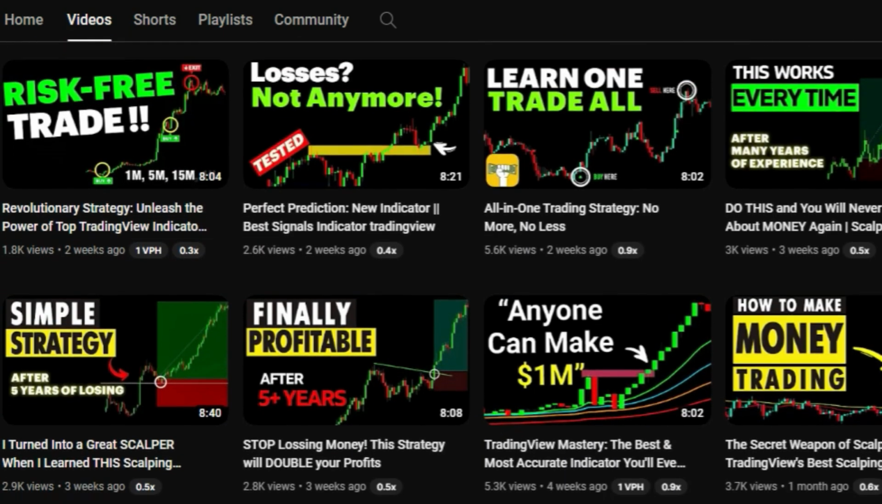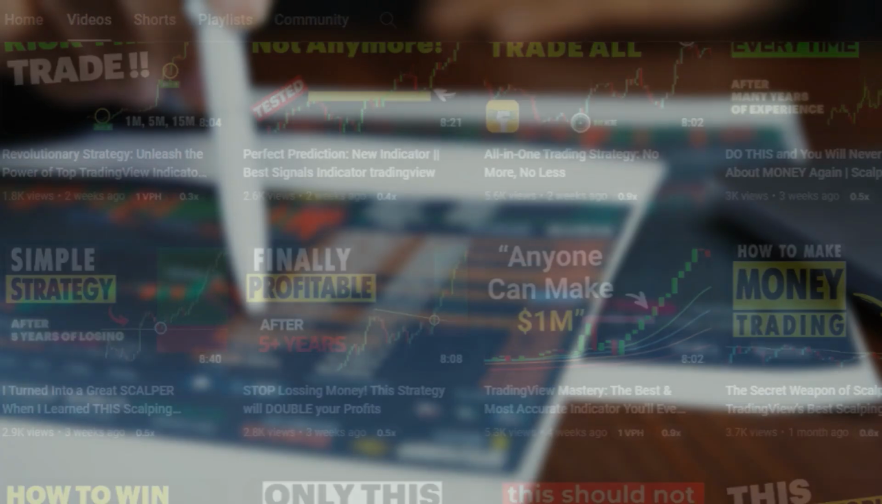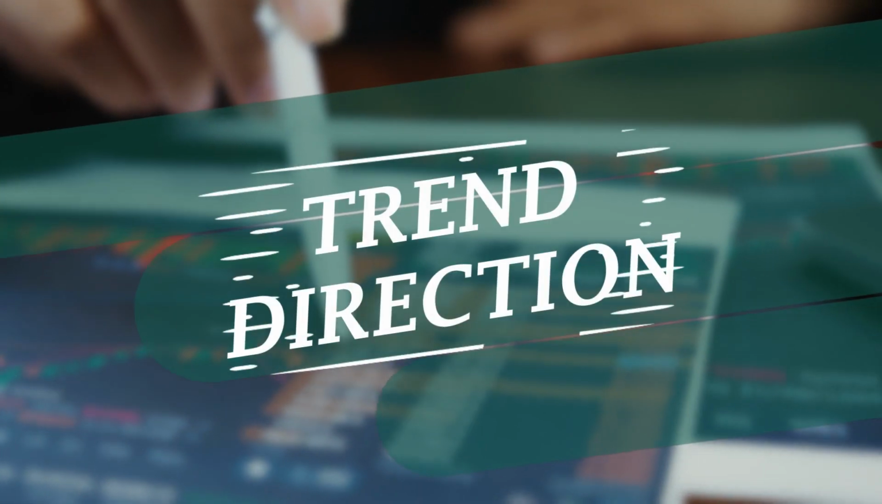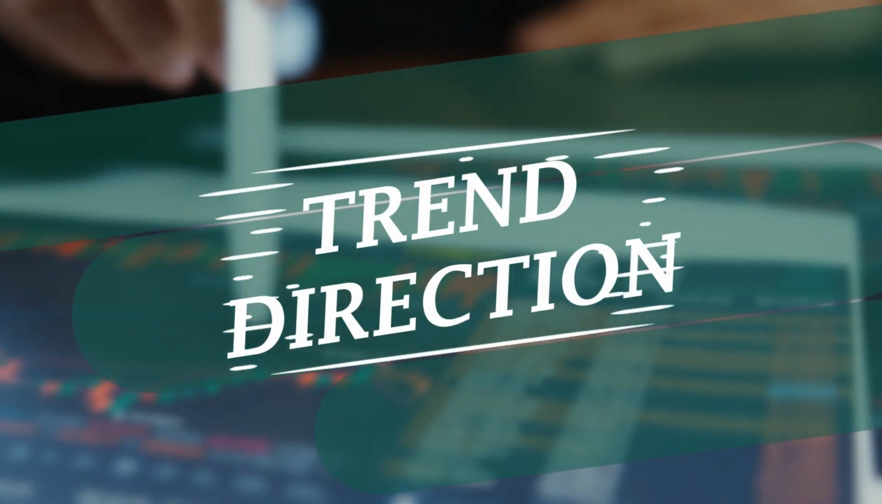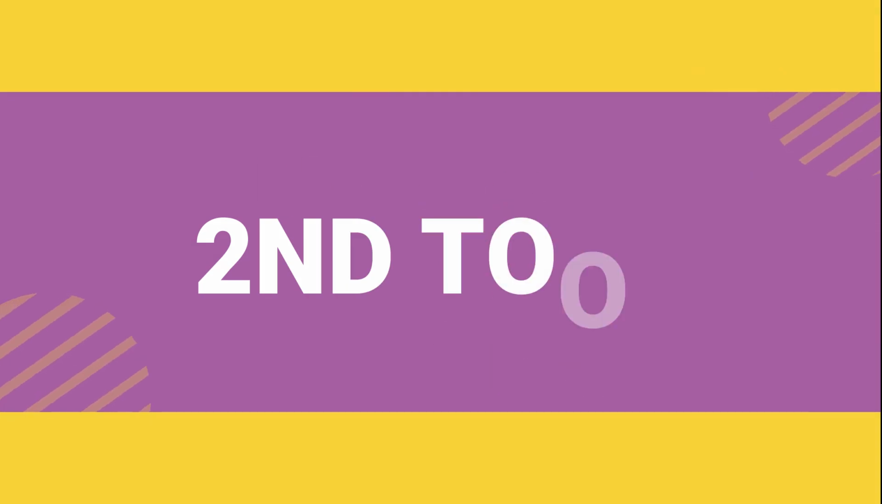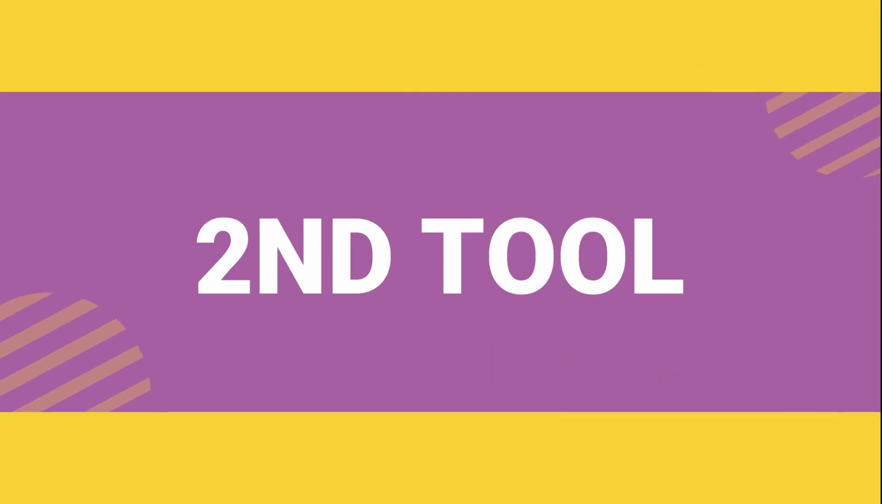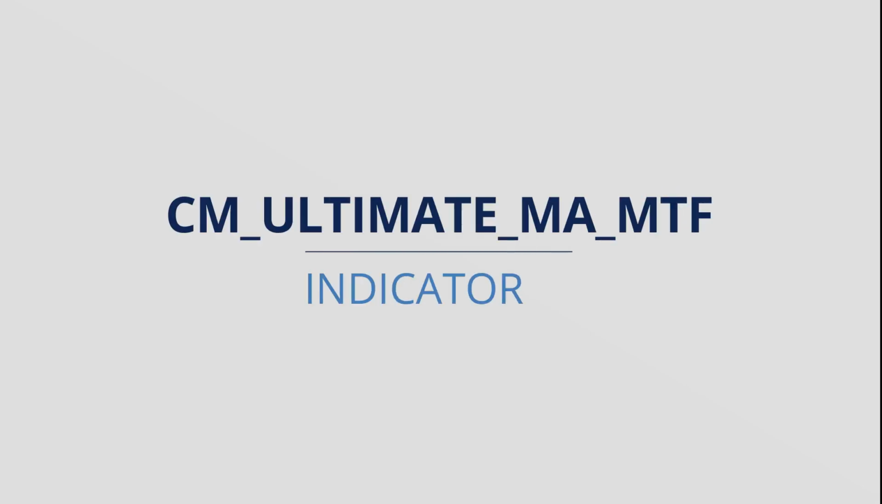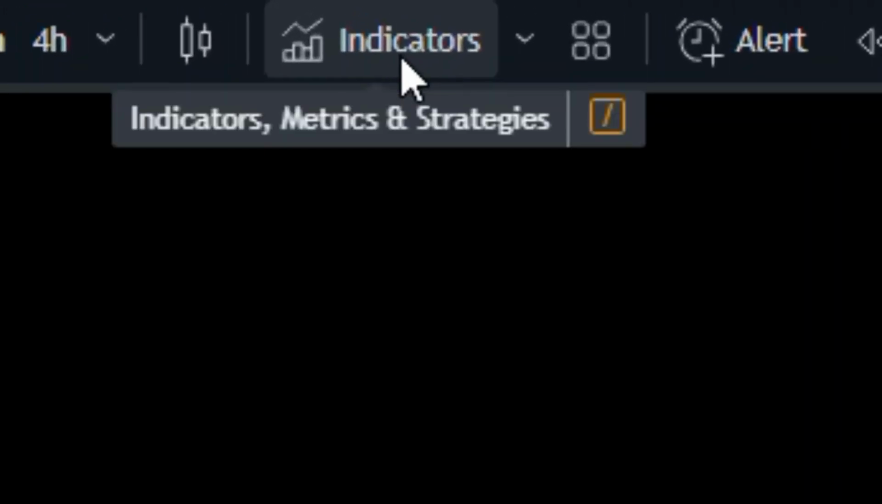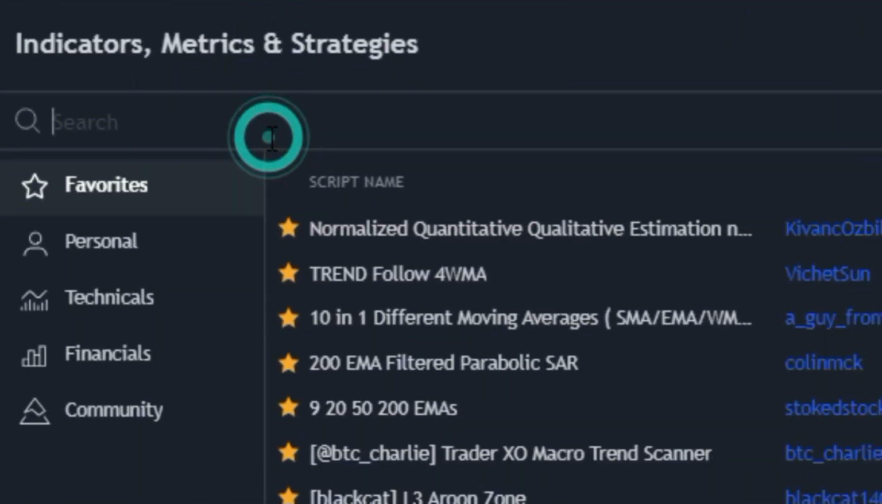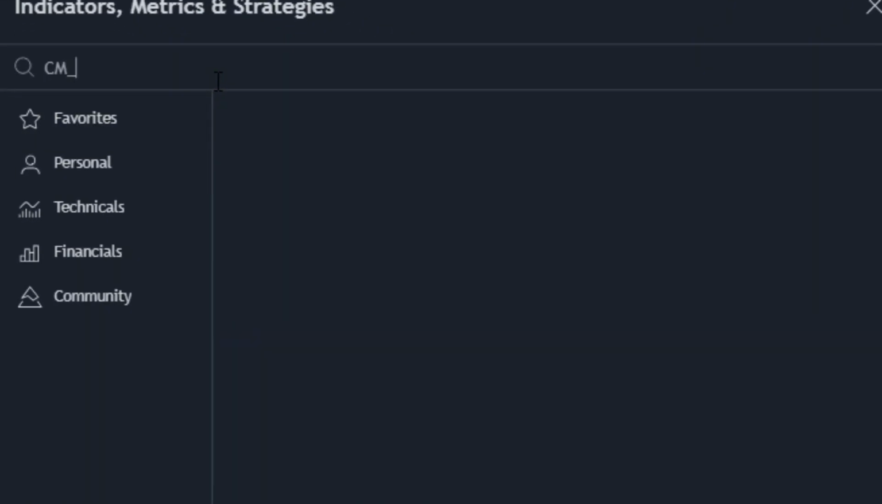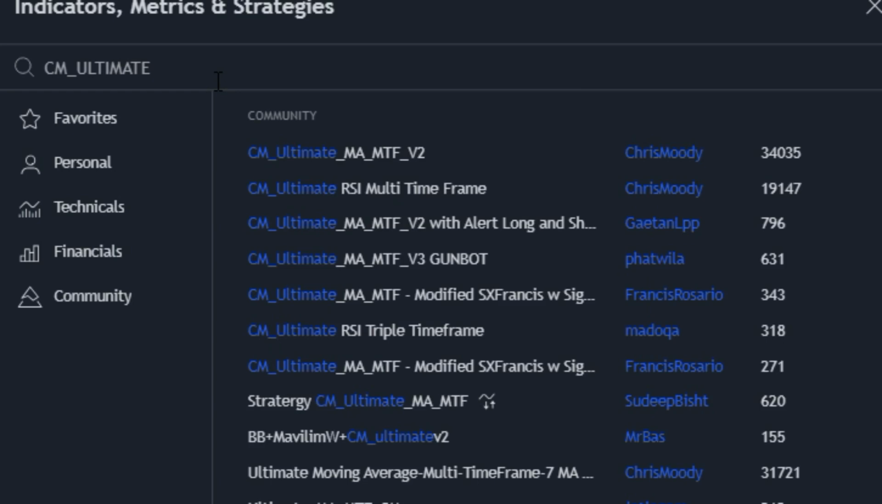Alright, now that we've covered that, let's go back to find the trend direction and supercharging your trading game. Alright traders, let's add another fantastic tool to our arsenal, the CM Ultimate MAMTF indicator. Here's how you can find it and add it to your chart on TradingView. Head over to the indicator section, search for the CM Ultimate MAMTF in the search bar. Select the indicator and voila, you've got yourself a shiny new tool on your chart.